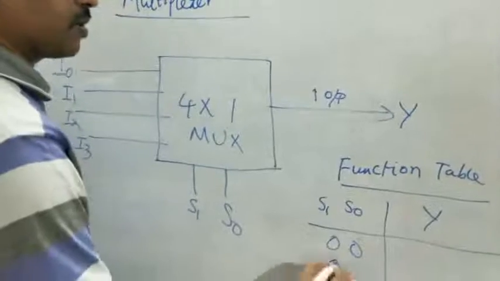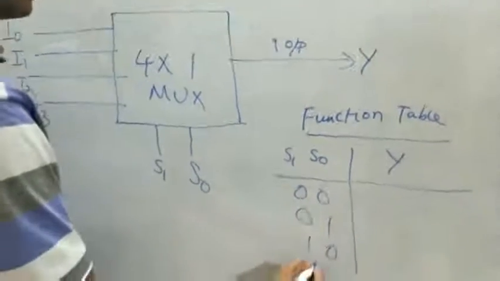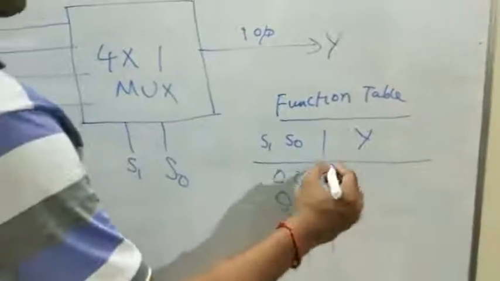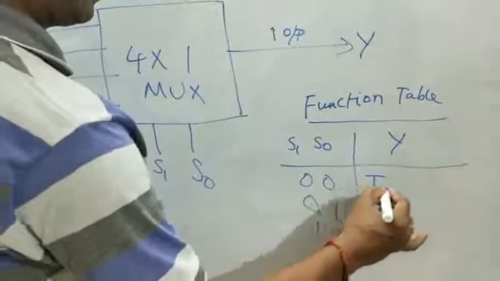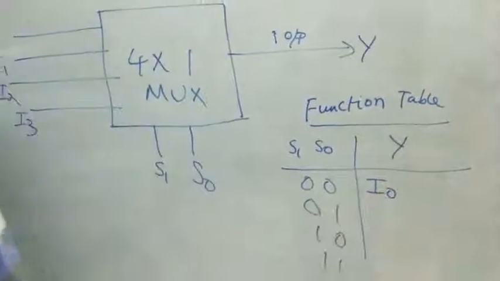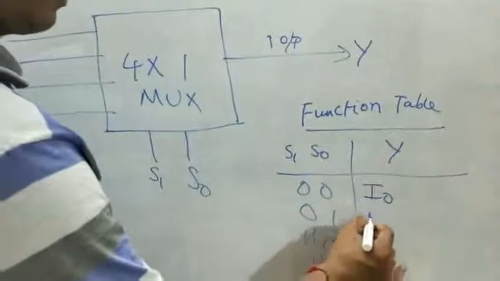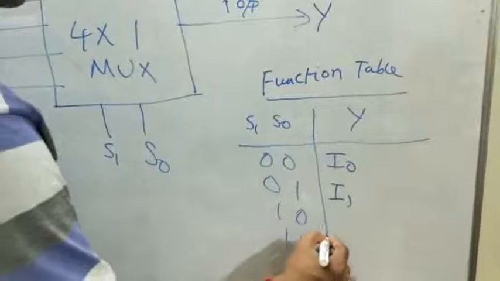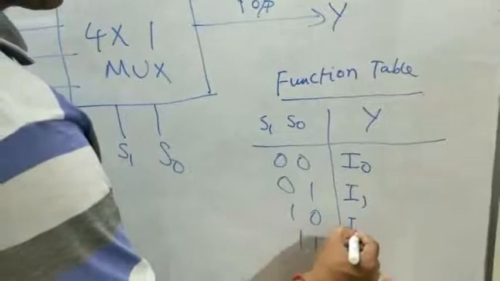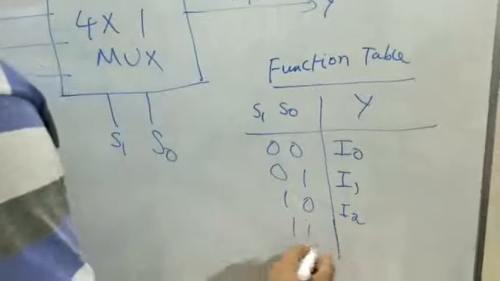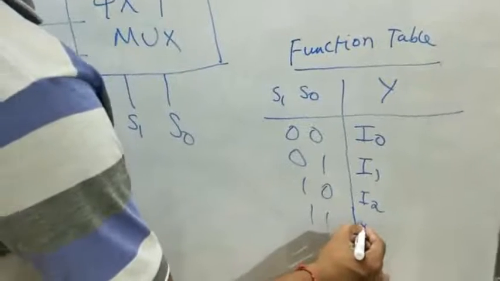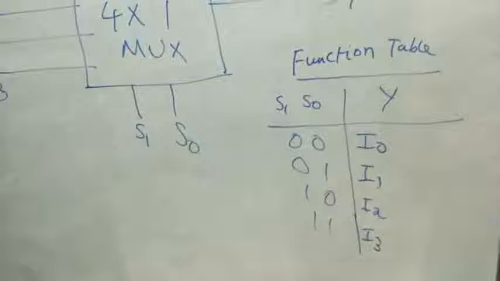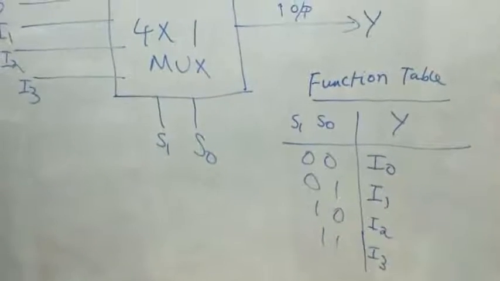0 0, 0 1, 1 0, 1 1. If the selection input is 0 0, the output Y will be taking the input I0. If it is 0 1, the output is getting connected with the input I1. If it is 1 0, the output is connected with I2. 1 1 means the data input I3 will be available in the output. Okay. This is the interpretation.